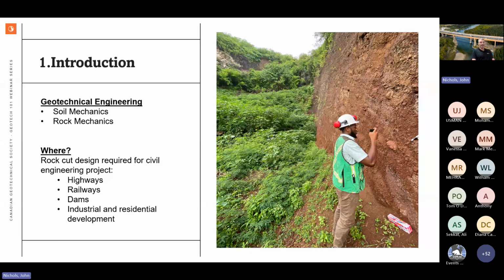However, from my experience, it can be common for geotechnical engineers focused on soil mechanics to misinterpret rock properties. I'll give an example: working on a slope above a soil, and the rock is just considered impermeable, solid material. It's not always the case. Rock slope design is required for a variety of engineering projects, from highways to railways to dams to industrial and residential development.